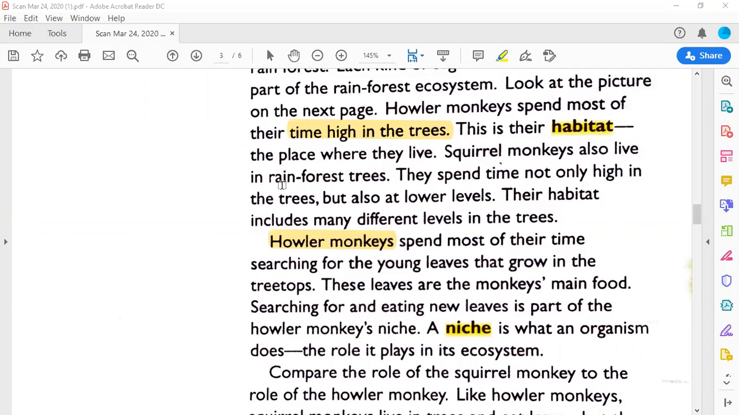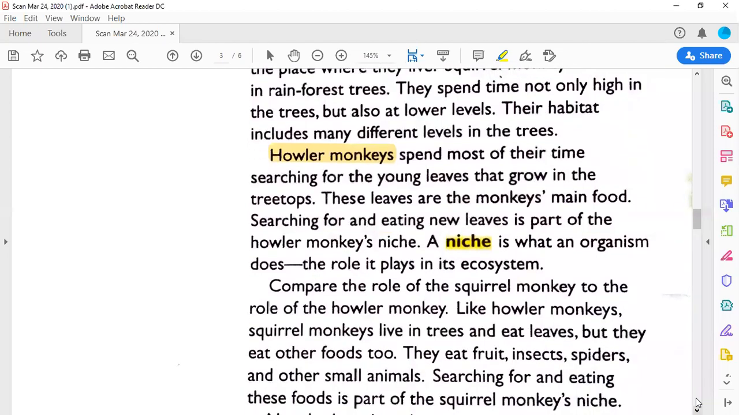Howler monkeys spend most of their time searching for the young leaves that grow in the treetops. These leaves are the monkey's main food. Searching for and eating new leaves is a part of the howler monkey's niche. A niche is what an organism does. Its role is a place in its ecosystem. Compare the role of the squirrel monkey to the role of the howler monkey.